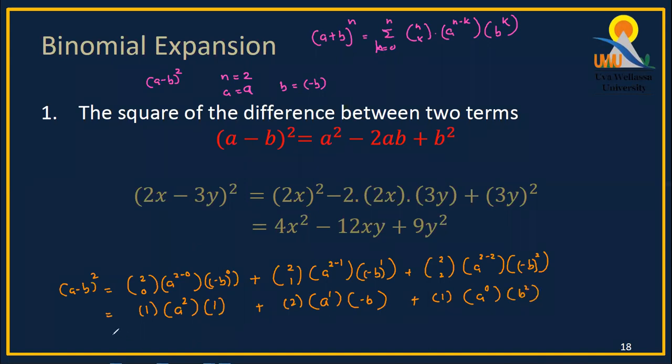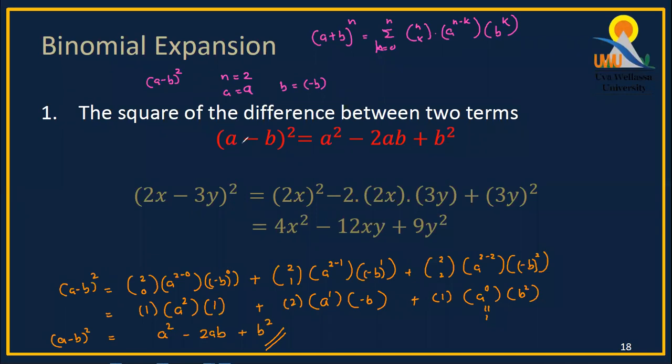Now you have to solve this. 1 into a squared is a squared. Then 2 into a to the power 1 is a, and 2 into a into minus b is minus 2ab. Here 1 into a to the power 0 will be equal to 1. Then 1 into b squared is plus b squared. Therefore, that is how we can write (a minus b) squared is equal to a squared minus 2ab plus b squared.